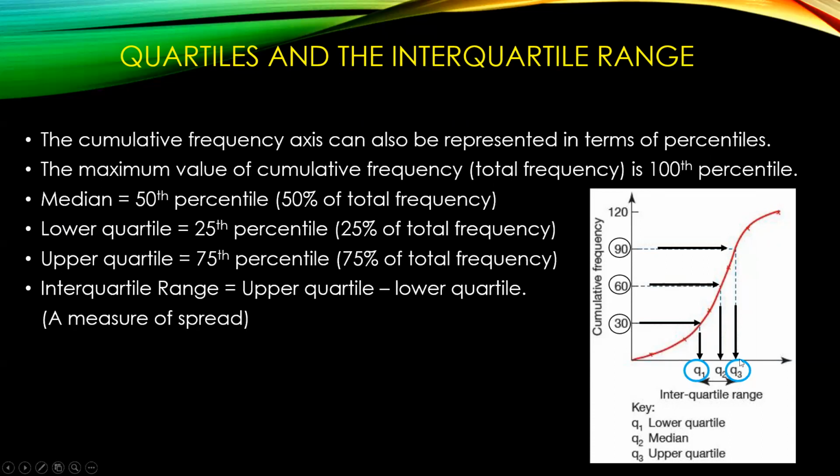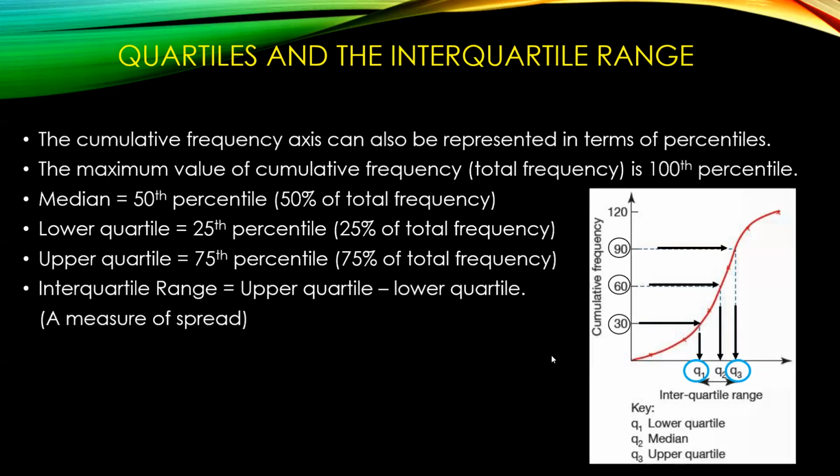All right. So the interquartile range is the upper quartile minus the lower quartile, so the value of Q3 minus Q1. It is a measure of spread. So the range, how spread out is the data, is one type of measurement.